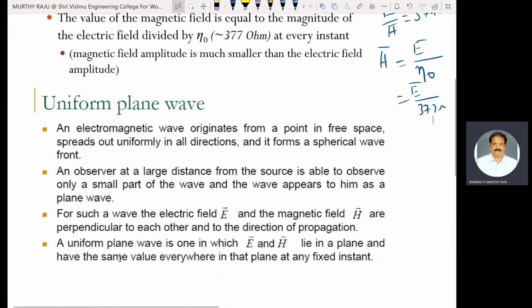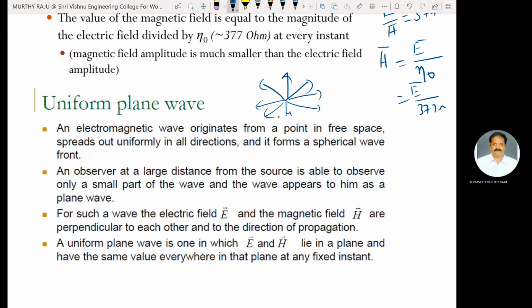Next one, uniform plane wave. An electromagnetic wave originates from a point in free space, spreads out uniformly in all directions, and it forms a spherical wavefront.